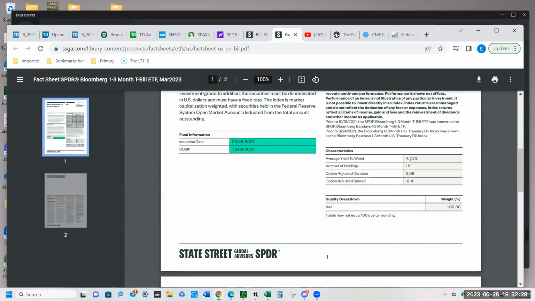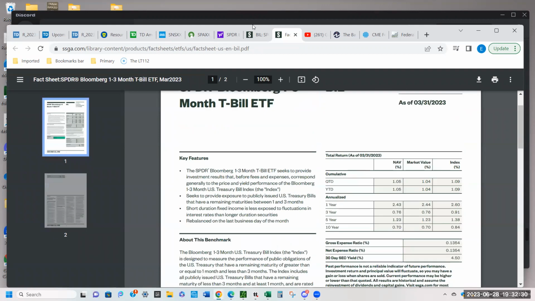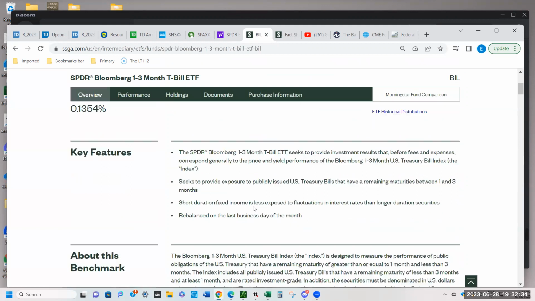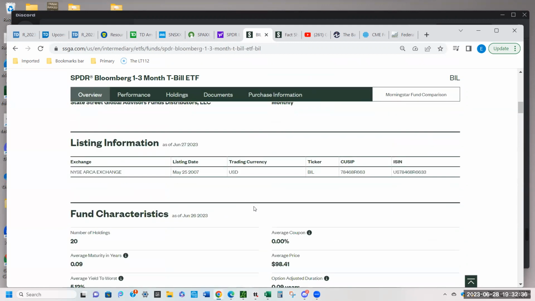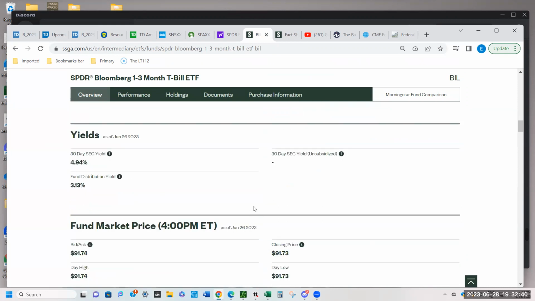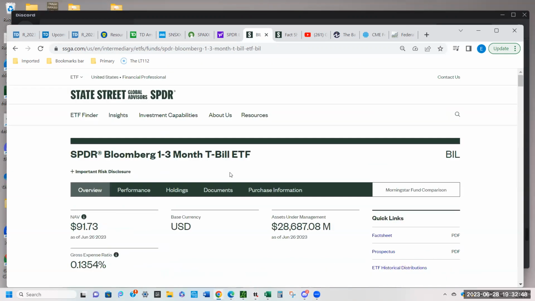And the yield at that time was 4.71. The current yield on this thing is, I think it was 4.9 something when I looked earlier. Okay. The 30-day SEC yield is 4.94. So you're earning 4.94 just by buying this thing and holding it in your account with your excess cash.